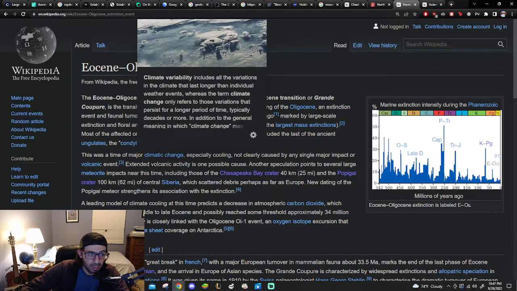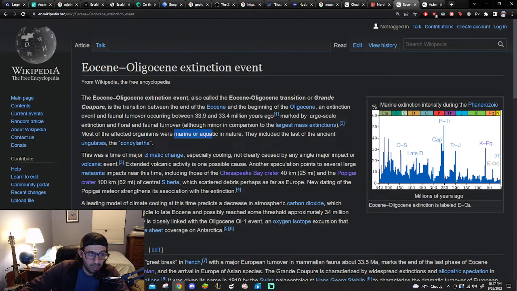Time of major climatic change, especially cooling, which again relates to what we just saw with the beginning of Antarctica's water freeze, permafrost, permanent ice, permanent frozenness, whatever the terminology is. I think it's permanent frozenness. I'm pretty sure that's it. I'm fairly certain that's it.